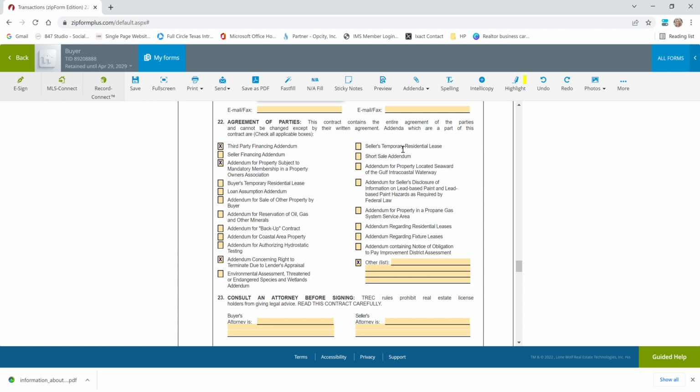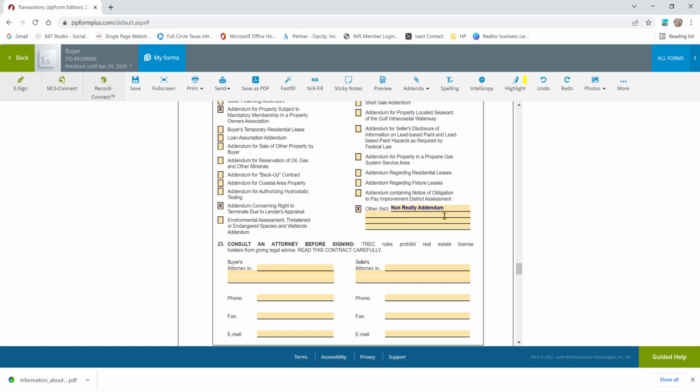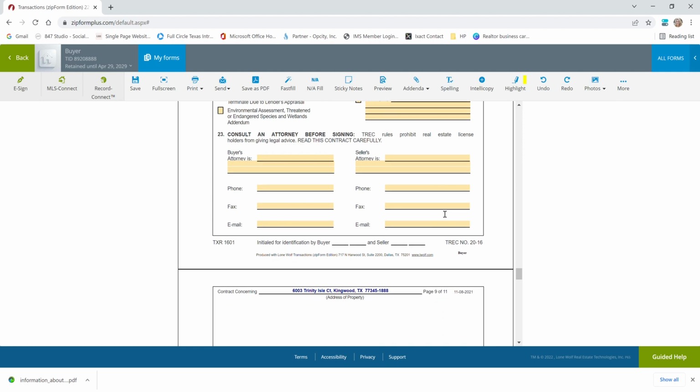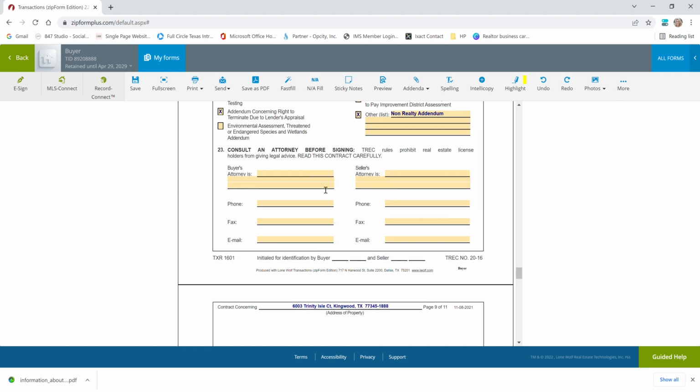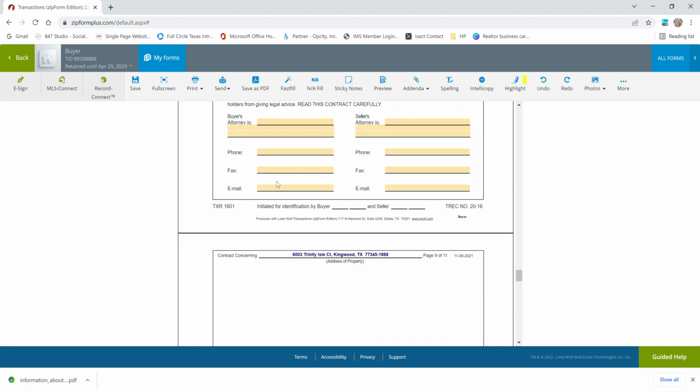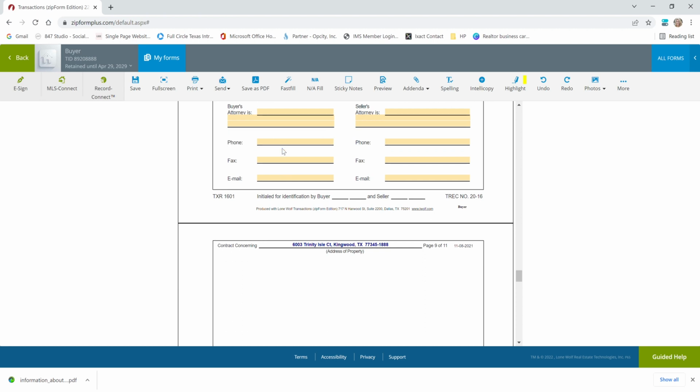If there's a temporary lease, if the home was built before 1978 and it needs a lead disclosure, you would mark that. Any fixture leases, residential leases, and then other, we're going to do non-realty addendum. We use that a lot for refrigerators, washers, dryers, stuff like that, so we're going to use that as well. Number 23, you'll leave blank unless your client does have an attorney. You would put their name, their address, phone number, and email.